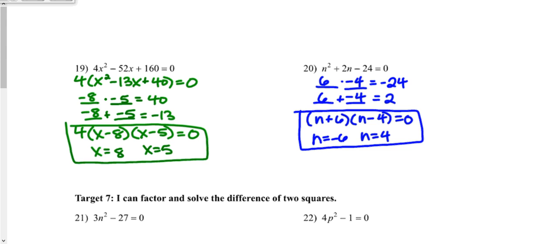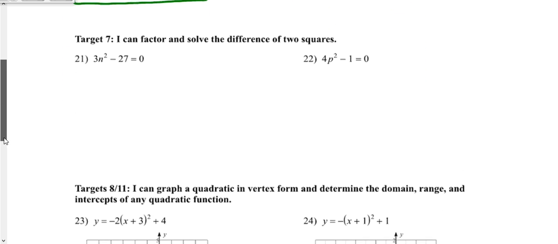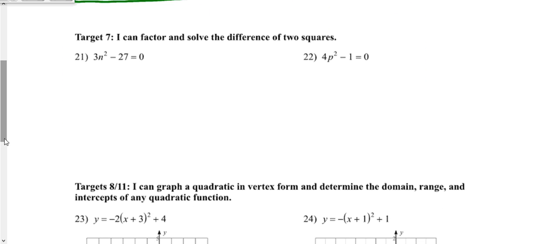All right, moving on to our second factoring target, which is target 7. Factoring and solving the difference of squares. So first thing we look for, just like before, is the common factor if we have one. So this one has a common factor of 3. And then as a reminder, the 3 things we look for in the difference of squares. We have to have 2 perfect squares. N squared and 9 are both perfect squares. They have to be subtracting, and b has to be 0, meaning there is no b term. So it meets all of that criteria.